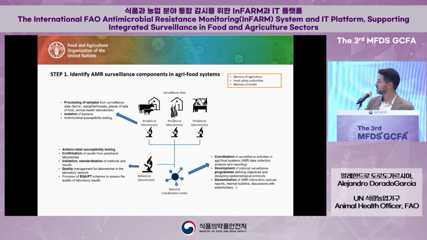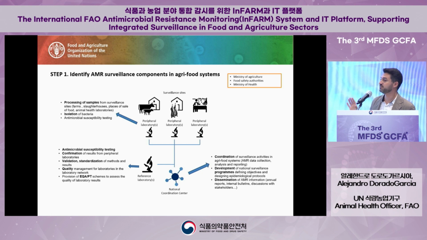Then we also have the National Coordination Center, responsible for coordination of surveillance activities in agri-food systems, the development of national surveillance programs, defining the objectives and designing epidemiological protocols, and also responsible for the dissemination of the information, which can be external through annual reports, but can also be internal through bulletins, or also sharing the results with the different stakeholders. So this would be an ideal network, so countries can identify which of the elements are in place.